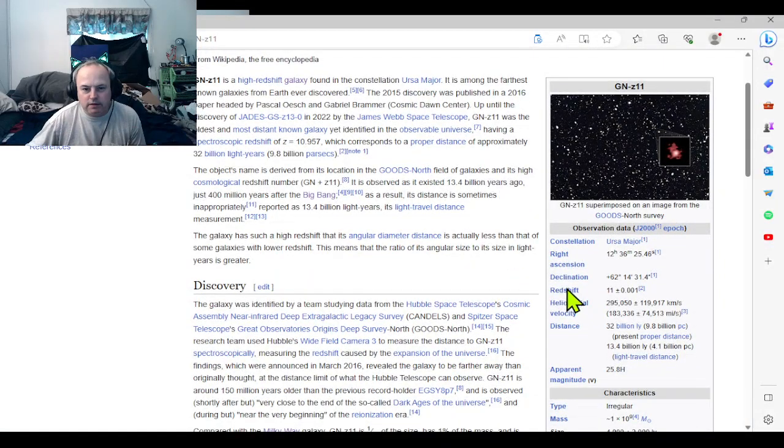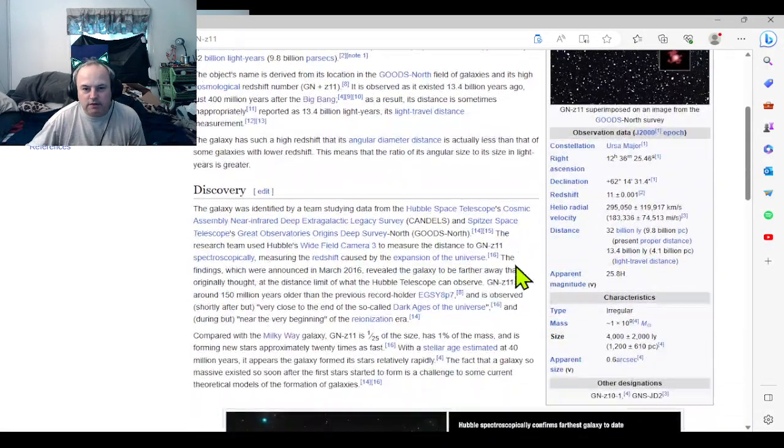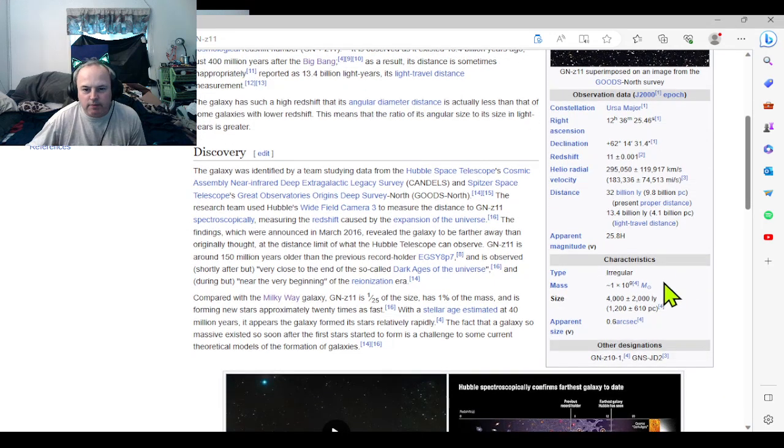It is a redshift, which I don't care about. It's at 32 billion light years away. It has a mass of 1 times 10 to the 9, so it's actually rather small. This one is 4,000 light years across, as compared to ours, which is 87,000 light years.